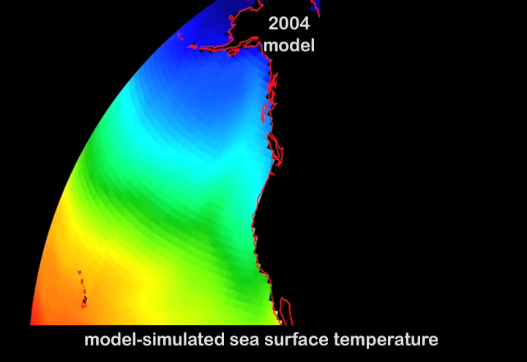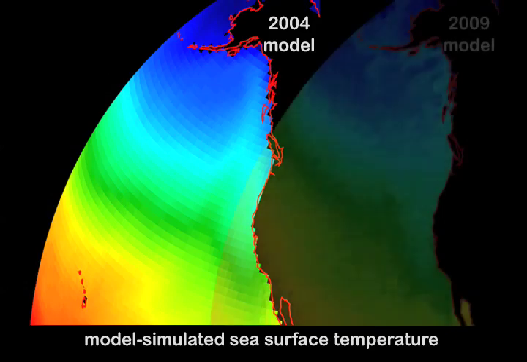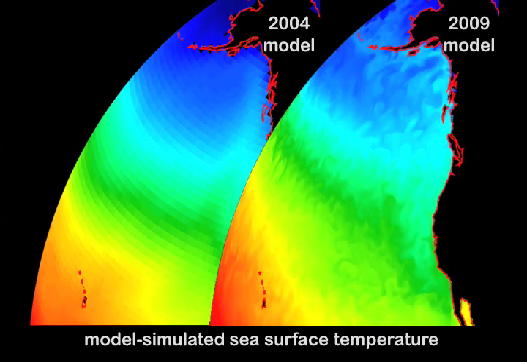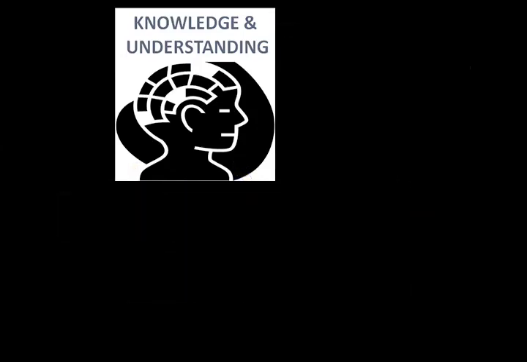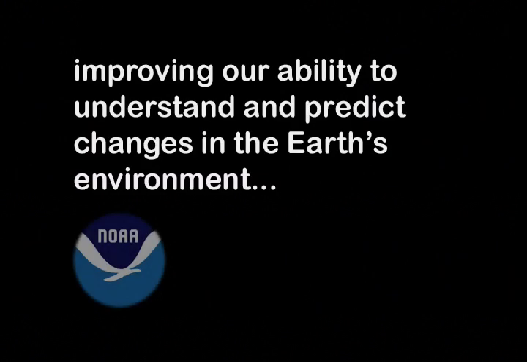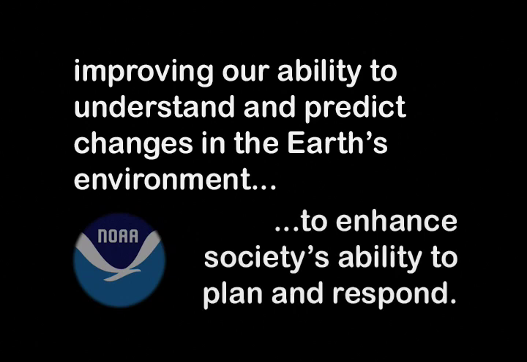In addition to providing more regional detail, the use of higher resolution can lead to an improved simulation of the overall general circulation of the global atmosphere and oceans. Combined with high-quality observations, the climate models provide researchers an opportunity to learn more, to develop a better understanding of climate processes. This kind of scientific understanding contributes to improving our ability to understand and predict changes in the Earth's environment. Knowledge that in turn is shared with policymakers and the public so as to enhance society's ability to plan and respond.